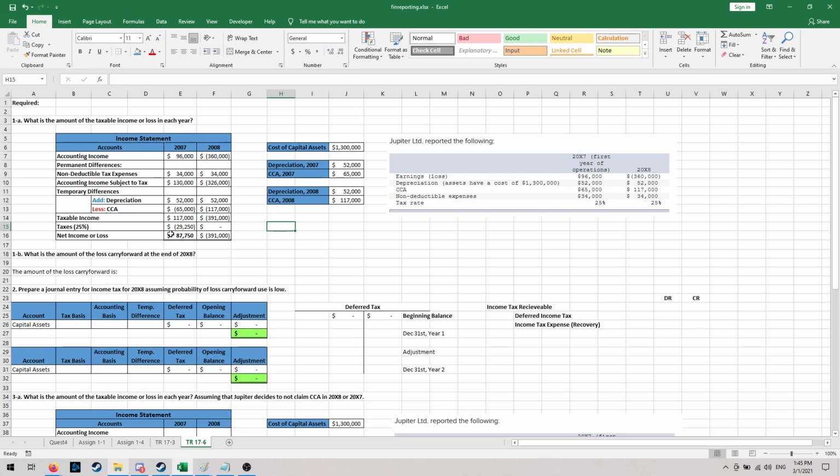And in 2007, we paid taxes of $29,250. And that's what we need to know for part one. We're not technically asked to calculate this. I just thought it looked good on the income statement.